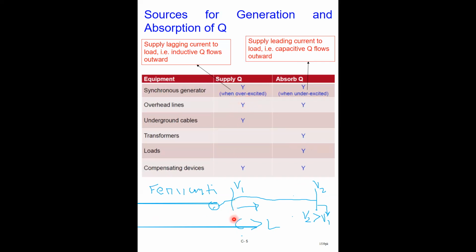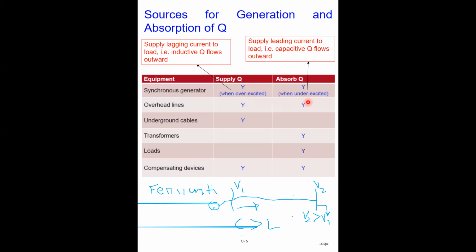So if you have higher capacitance, more dominant capacitance, then the line will generate reactive power. But if the inductance is more, then the line can absorb reactive power, right? That is the situation we come across for an overhead line, depending upon the length of the line and the operating condition.